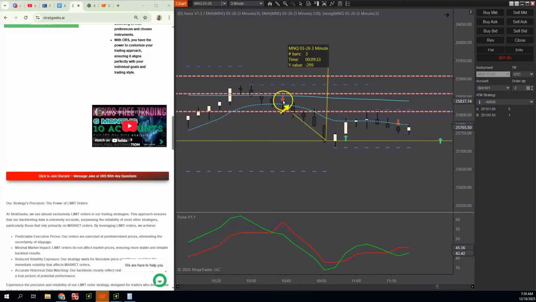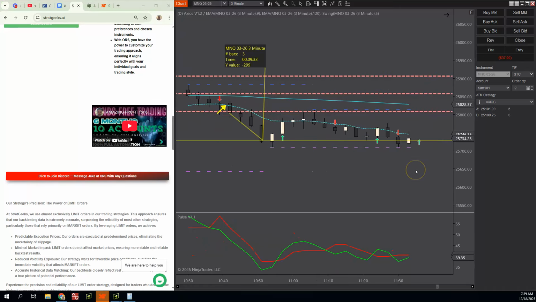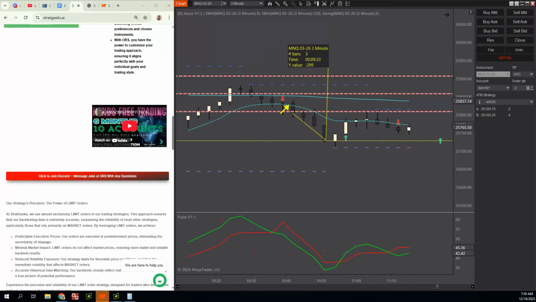Yeah, hopefully the rest of the week pans out pretty good. It's been good so far. ORS has been crushing it, fully automated, and then Axios has been crushing it when you have these manual trades in there as well.